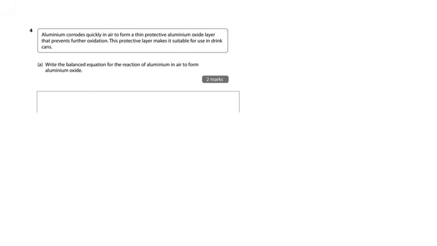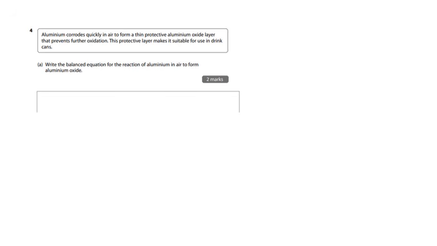Aluminium corrodes quickly in air to form a thin protective aluminium oxide layer. That prevents further oxidation. This protective layer makes it suitable for use in drink cans, and so on. Write the balanced equation for the reaction of aluminium in air to form aluminium oxide.